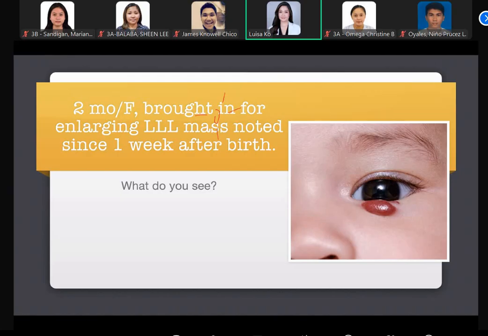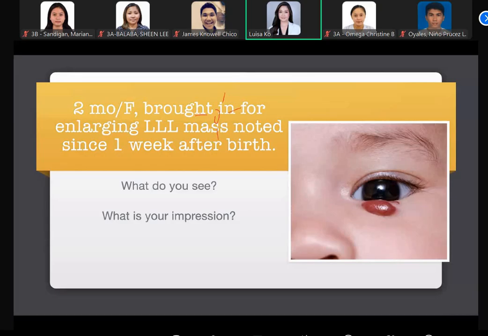Very good, Christine, no? Maybe the proximal location lang also. So when you're describing something circular or round like this, no? You want to give the 2 dimensions at least, 2 or 3 dimensions, no? So I agree, 1 cm, correct? 1 by 0.5 cm siguro? And then it's around the medial third, close to the eyelid margin. Very good, no?